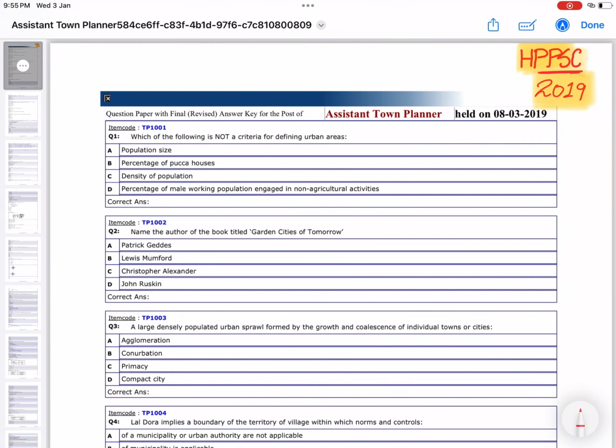Today we are going to solve the HPPSC 2019 Assistant Town Planner question paper. So the first question is, which one of the following is not a criteria of defining urban area?